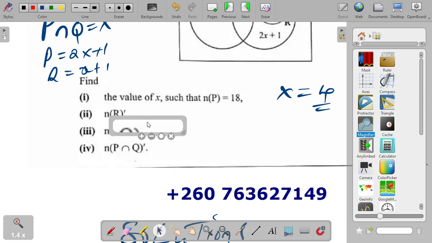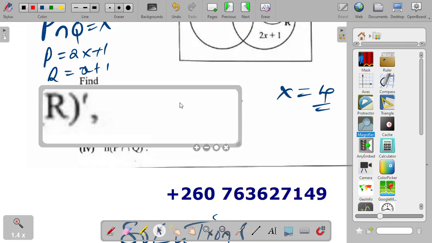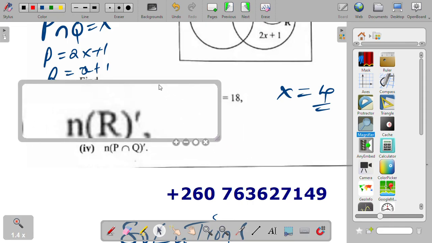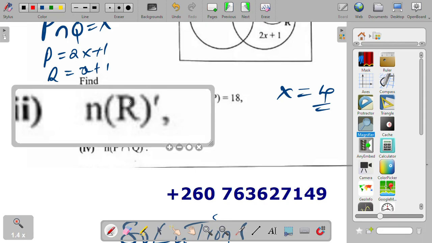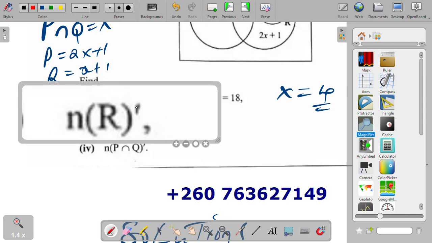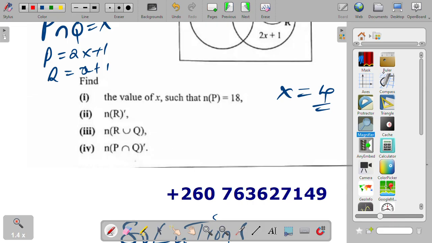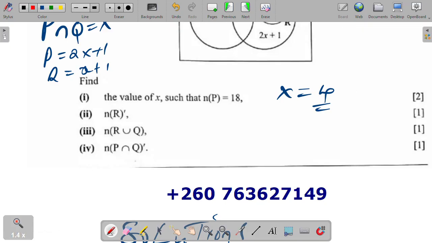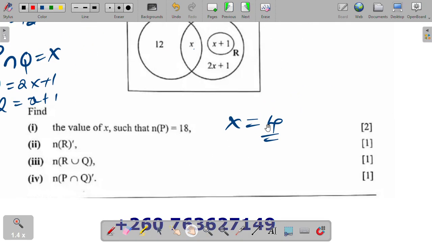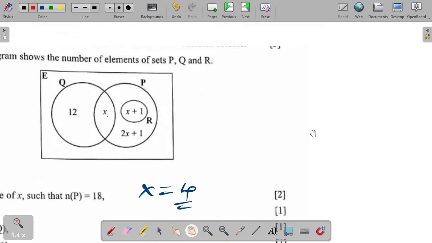I don't know if you're going to be allowed. Okay, let me just do this. You can see this, right? Can you see this element on top? This one here. That's complement. Okay, so it means you don't include elements in what? In R. Okay, so there are two ways to actually find this.